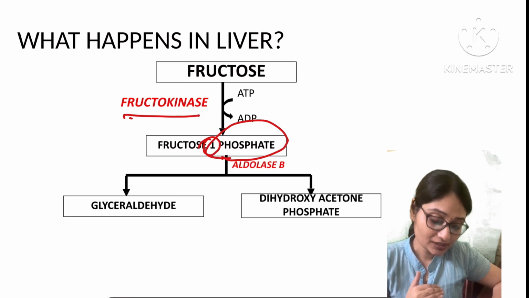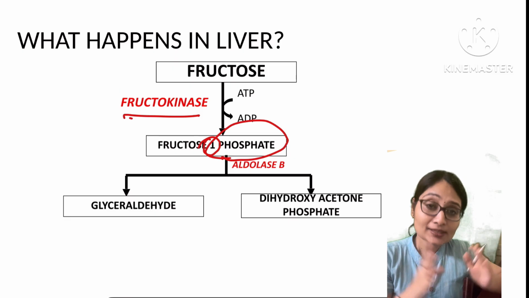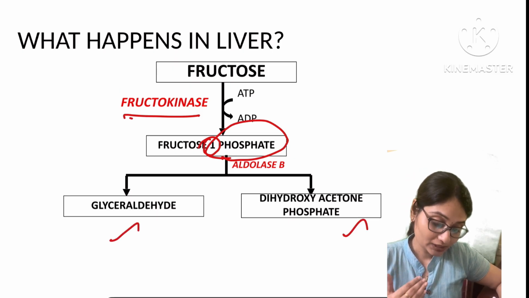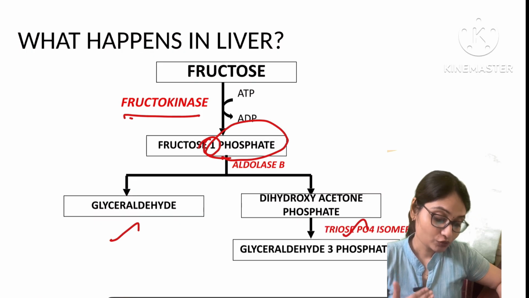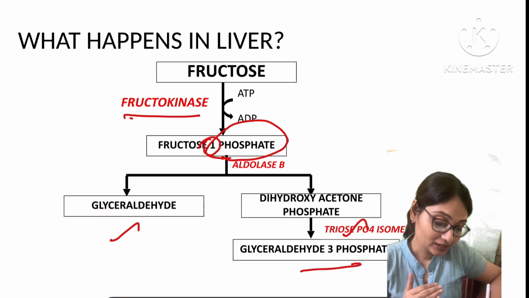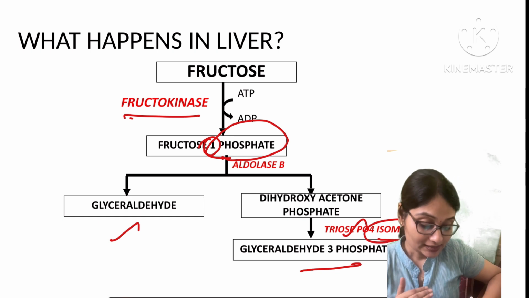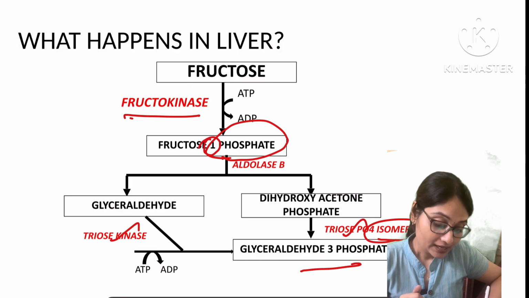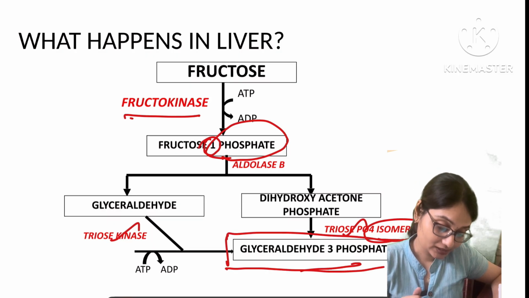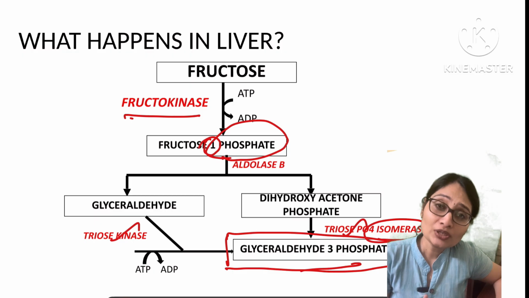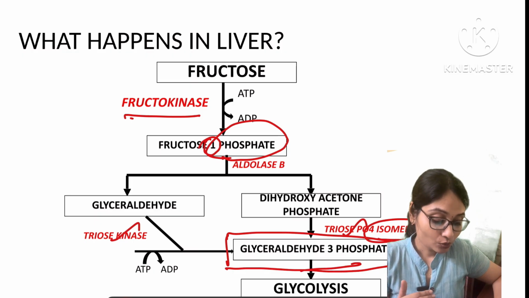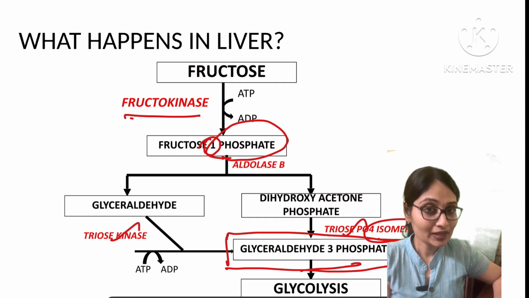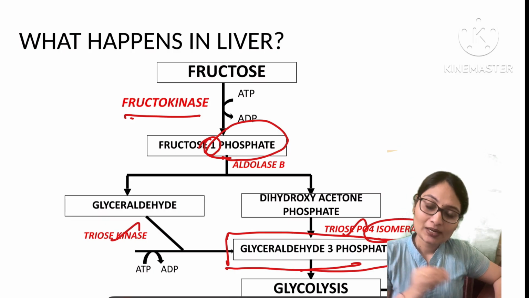Moving ahead, what is the next reaction? The next reaction here is aldolase B. It immediately cleaves fructose 1 phosphate into glyceraldehyde and dihydroxyacetone phosphate. What do you think is the next reaction? Dihydroxyacetone phosphate gets converted into glyceraldehyde 3 phosphate by an isomerase enzyme. And glyceraldehyde, on the other hand, also forms glyceraldehyde 3 phosphate by a kinase. Ultimately, we end up with glyceraldehyde 3 phosphate, which undergoes the further downstream steps of glycolysis. What do we get as a result of glycolysis? Let's assume it's aerobic glycolysis. We get pyruvate, right?